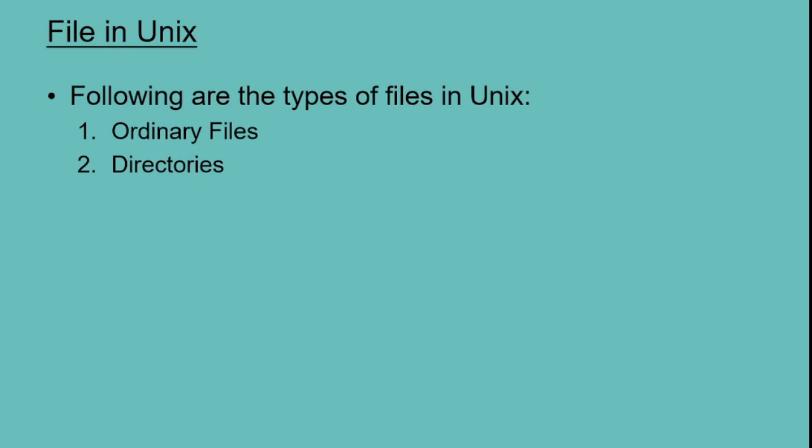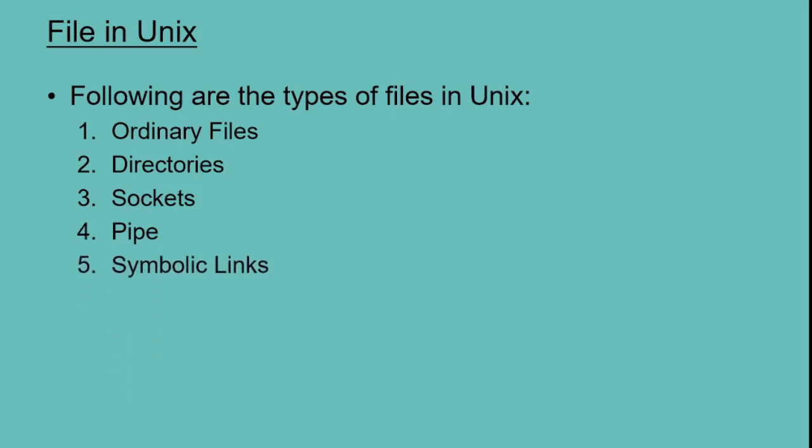Next file is directories. Directories are also a kind of file which contain different directories or files in them. The symbol of identification of directories is d. Next files are socket files. Socket and pipe files are used for inter-process communication. The main difference between sockets and pipe files is that socket files are for bidirectional communication, and pipe files are for unidirectional communication only.